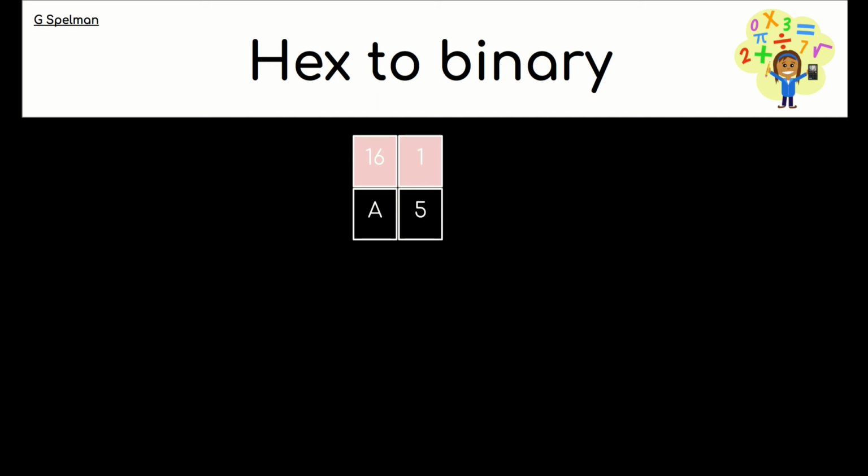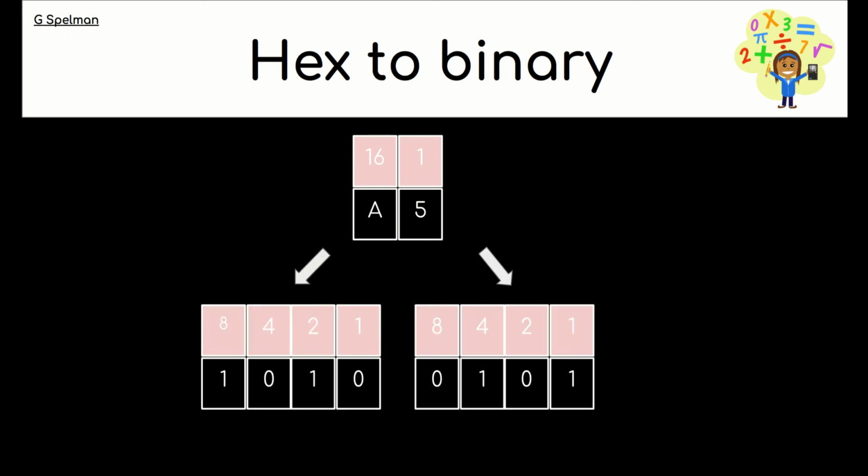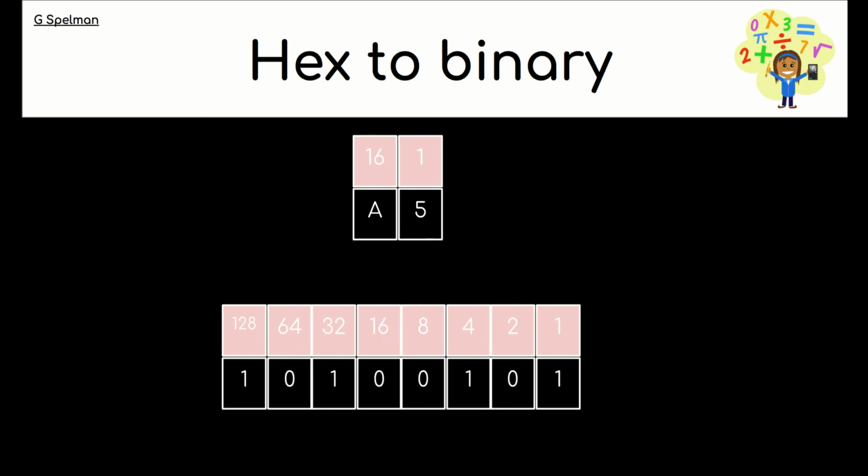Okay, one more, hex to binary. Okay, I'm about to reveal the answer. Again, we've got two nibbles, 10 on the left, 5 on the right. Squash them back together and make sure we've got the correct labels. That's your answer.